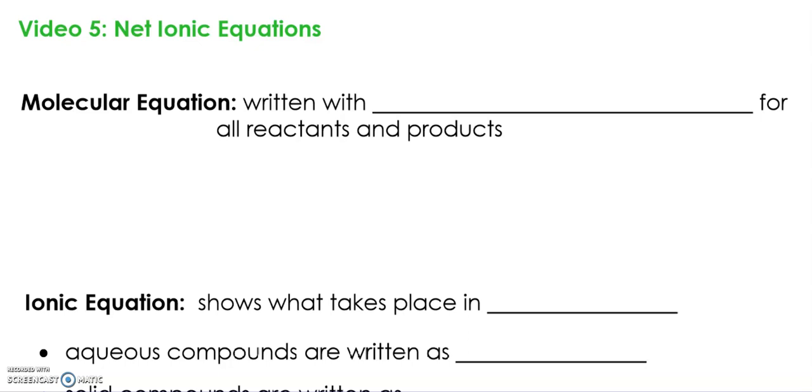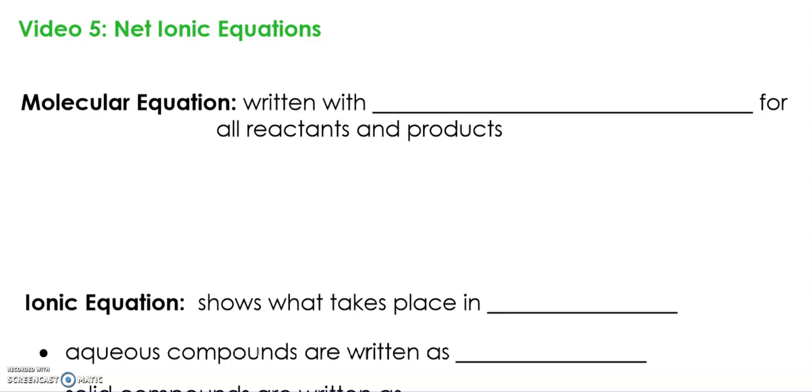This video is on net ionic equations. What I'm going to do is show you three different types of equations: molecular, ionic, and net ionic. Net ionic is our final goal. Molecular is what you've been writing this whole time. So let me give you some notes and examples of each one, and then we'll do an example all at the end.